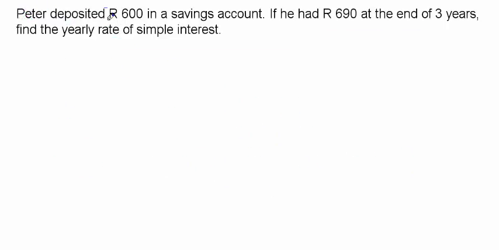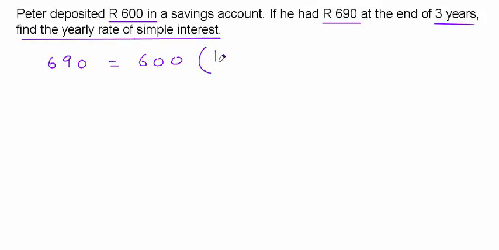Peter deposited 600 Rand in a savings account. If he had 690 Rand at the end of 3 years, find the yearly rate of simple interest. So we need to find the rate of simple interest. The final amount, the future amount, is 690, that is equal to the initial amount invested, 600, times 1 plus the rate, that's not given, so let's call it I, divided by 100, multiplied with the number of years, that's 3. We just need to solve for I over here.